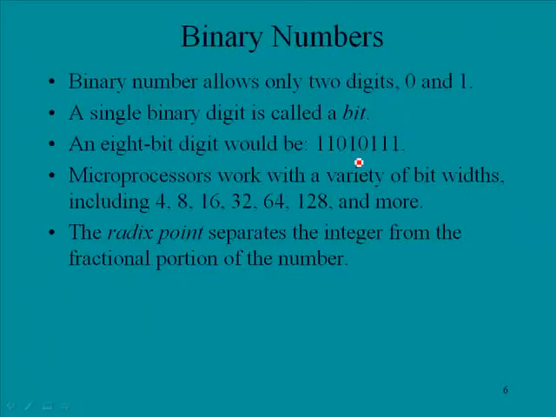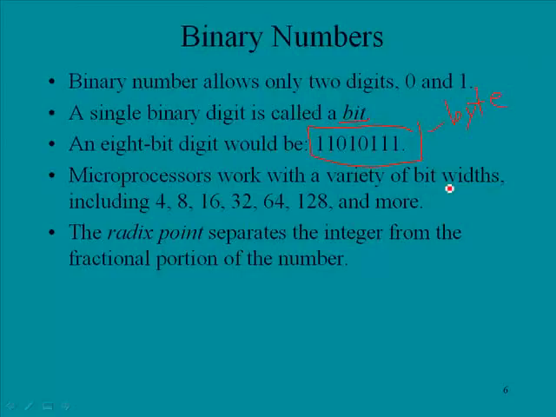Okay, binary numbers. Binary numbers allow only 2 digits, and that should be obvious by now. We only have zeros and ones. A binary digit is called a bit, and if we have 8 of them in a row, we call that a byte. This is an example of an 8-bit digit. This would technically be called a byte.